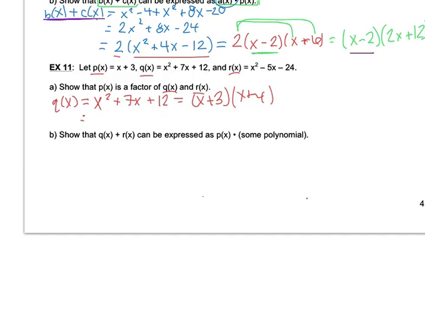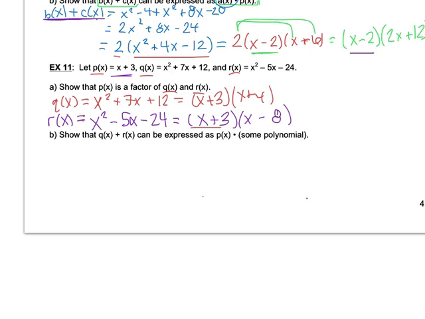Now we want to show p of x is a factor of r of x. So now we'll use the same thing but with r of x. And all I need to show is that I can factor r of x, which is x squared minus 5x minus 24. And if I want to show p of x, which is x plus 3, I need to show that I can factor that out if it's a factor. Well, it multiplies to negative 24 and adds to negative 5. That would be negative 8 and positive 3. So now I've shown, because I've rewritten r of x as p of x times something else, that p of x, or x plus 3, must be a factor of r of x.